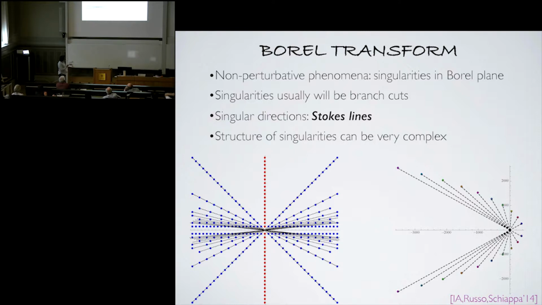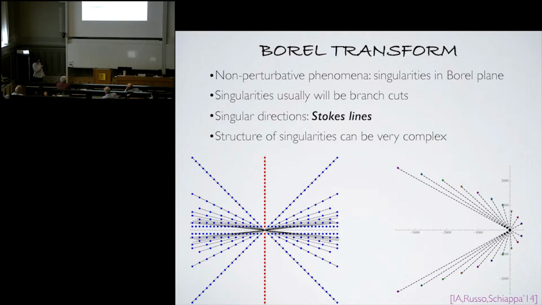In summary, the non-perturbative phenomena is directly linked to these singularities that I can find in the S-plane or in the Borel plane. The singularities will be, in general, not just poles, but branch cuts. And just a bit of nomenclature, each direction in this plane that has singularities is called a Stokes direction, or Stokes line. And the structure of singularities can be extremely complex.